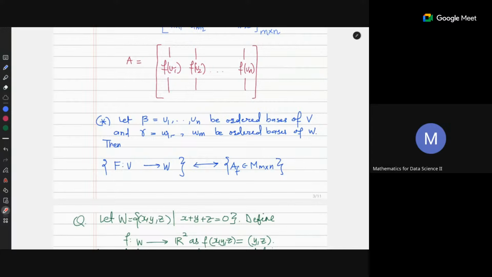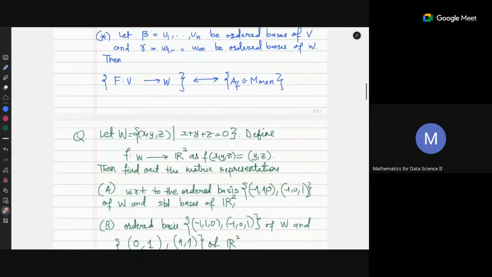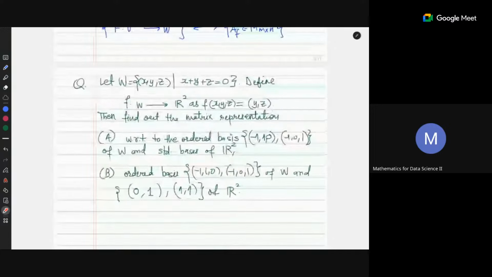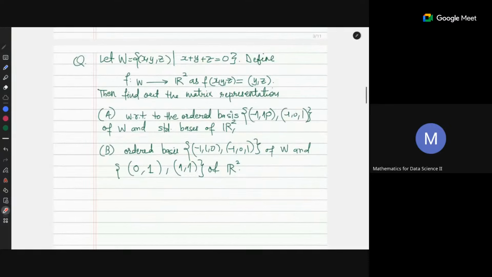Now let's look at an example, which is not the usual vector space that you are familiar with. It is not R3 or something. It is a different vector space. It's a subspace of R3, but it is also a vector space in itself. So you think of this W: (x, y, z) such that x plus y plus z is equal to 0. We define a map from W to R2 as this.